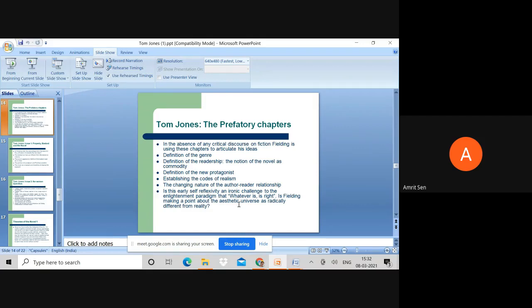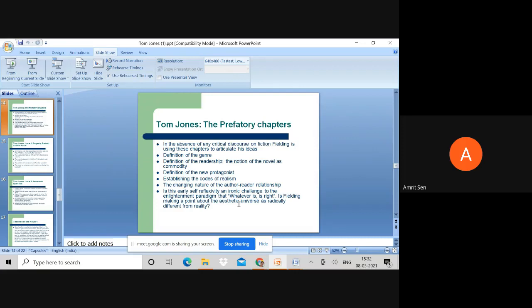Now, why is this elaborate story, or elaborate counter narrative, parallel narrative, necessary? It might be that in the absence of any critical discourse in fiction, Fielding is using these chapters to articulate his ideas on the new province of writing. So these prefatory chapters are a way of addressing the concerns of the new genre that is emerging. Therefore, Fielding is both narrating a tale as well as theorizing on the narrative. What are the concerns? The definition of the genre, which we have already seen, comic epic poem in prose.